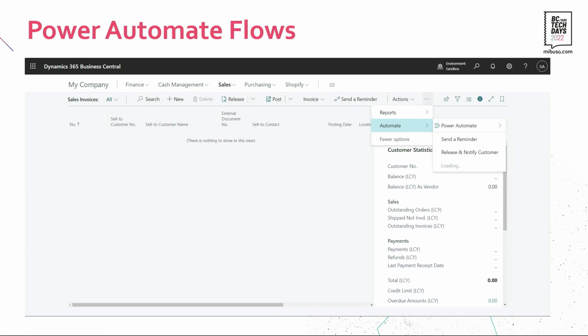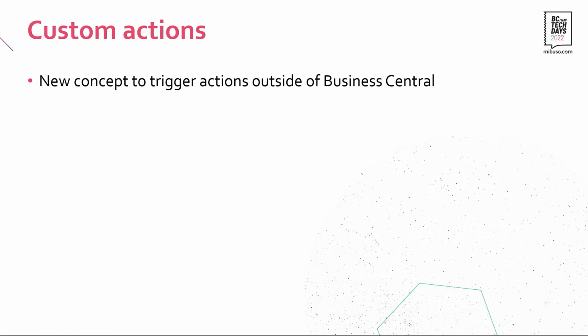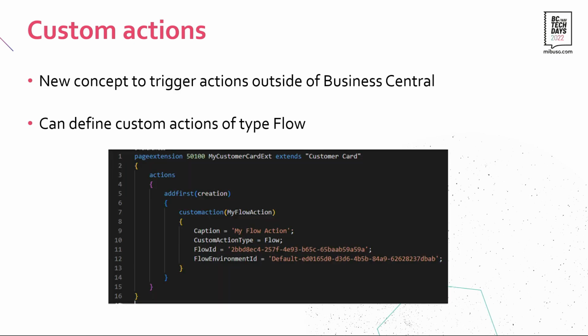One of the main changes you'll see in this release is that the Power Automate flows associated to a page are automatically discovered and available in Business Central. And you also have the ability to customize those and move them around on your page to put them where you think they fit best. So in order to do this, we had to have some language support for it. So we're introducing a new concept that is named custom actions, and that we will use to trigger actions outside of Business Central. And right now you have the ability to define actions of type flow.